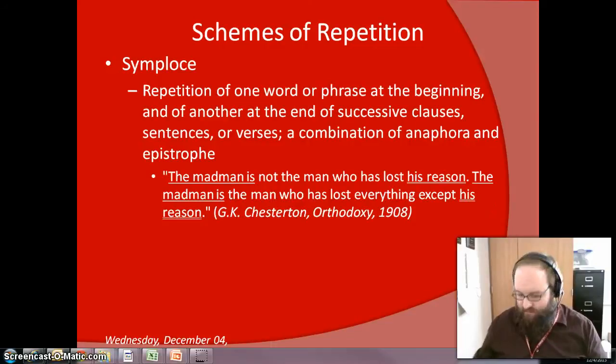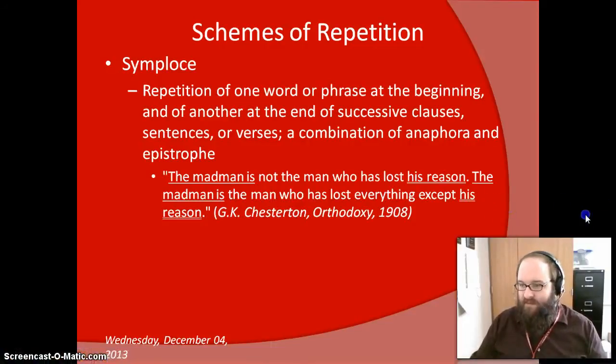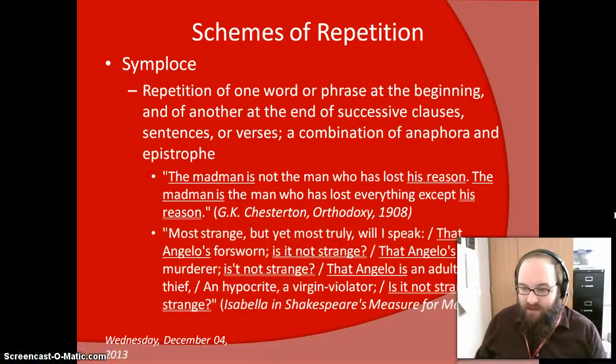This is from Shakespeare's Measure for Measure. Most strange, but yet most truly I will speak. That Angelo's forsworn, is it not strange? That Angelo's a murderer, is it not strange? That Angelo is an adulterous thief, an hypocrite, a virgin violator, is it not strange and strange?